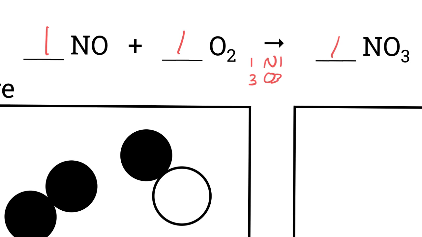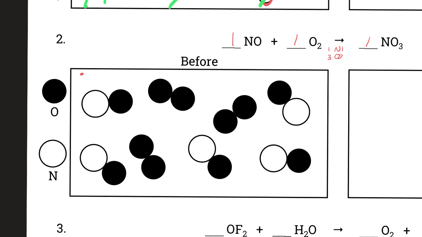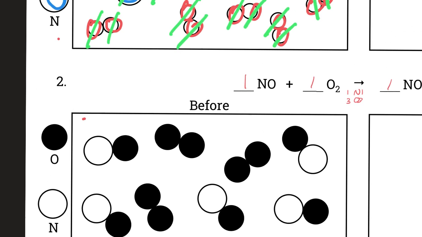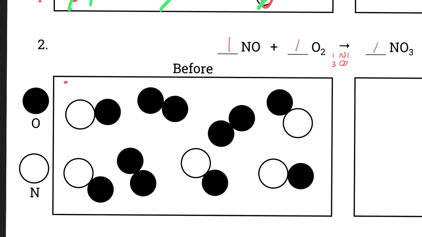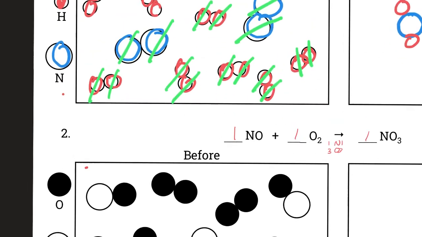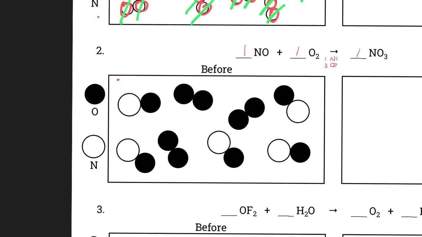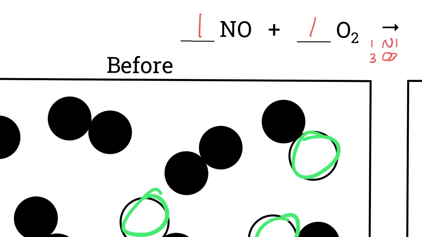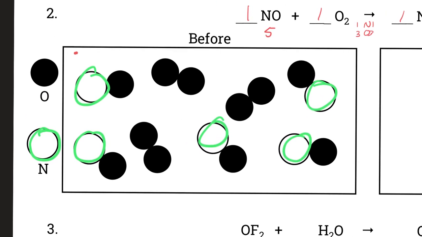They're all 1s, right? So now, this is just like your stoichiometry problems. I need to say, what do I know? So how many of the NO molecules do I have? Okay, so again, the greens are going to be my nitrogen. The blacks are the oxygen. So how many NO molecules do I have? I've got 5, right? Just like I did for my other problems, I'm going to put my known under what it is. How many of the oxygen molecules do I have?